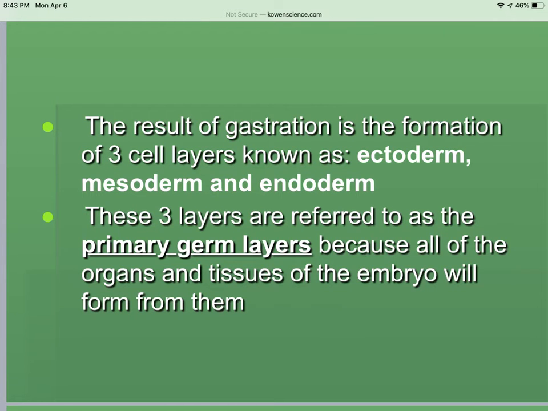The result of gastrulation is the formation of 3 cell layers known as the ectoderm, mesoderm, and endoderm. These 3 layers are referred to as the primary germ layers because all of the organs and tissue of the embryo will form from one of these 3 layers.